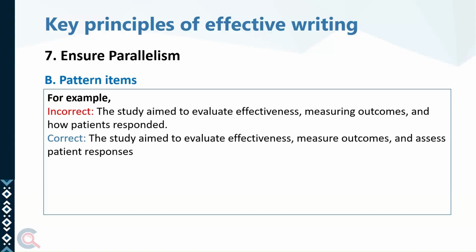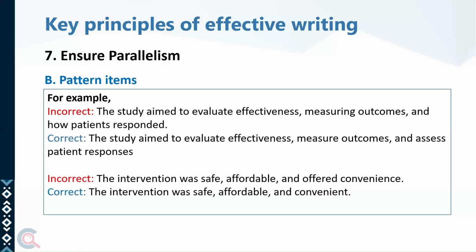The first one said evaluate effectiveness. Second one, measuring outcomes. The third is how patients responded. It's not parallel. The correct way to say it is, "The study aims to evaluate effectiveness, measure outcome, and assess patient responses." You have to know that in this example, the verb was accompanied by the object, sorry. To evaluate effectiveness, to measure outcome, and to assess patient responses. So the pattern was respected throughout, and that is parallelism. So ensure parallelism in patterns.